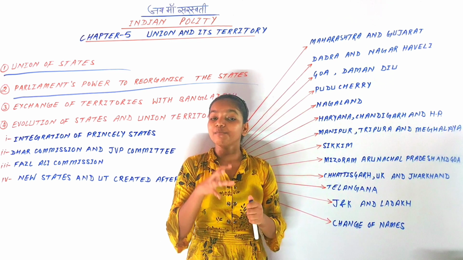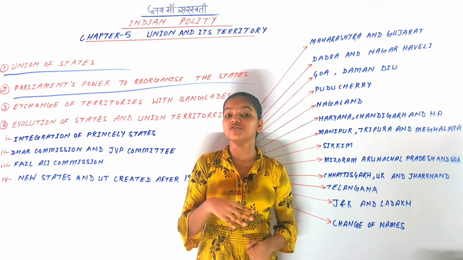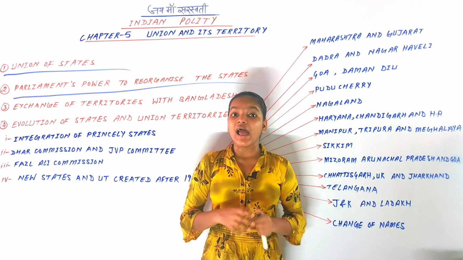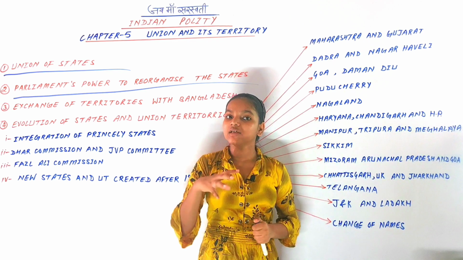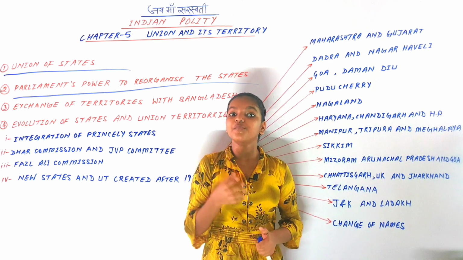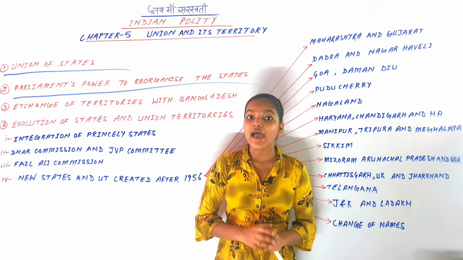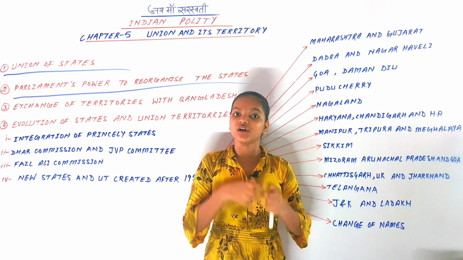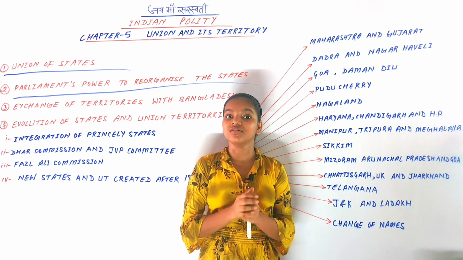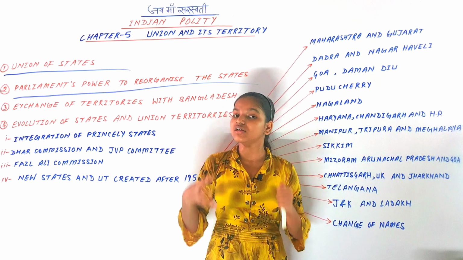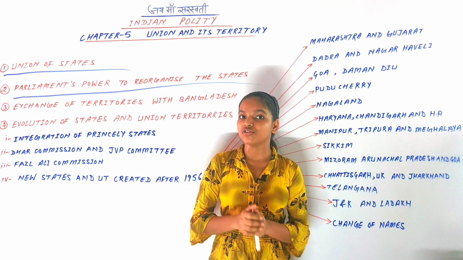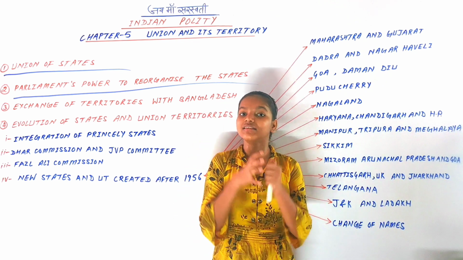So these are the powers that are given by Article 3 to the Parliament. Before this, Parliament has to take the presidential recommendation, and before the presidential recommendation, it has to give a notice to the states concerned. And there is a time bound.